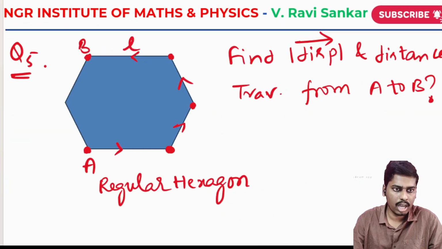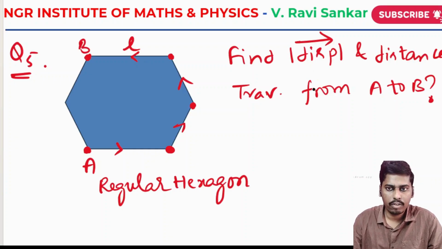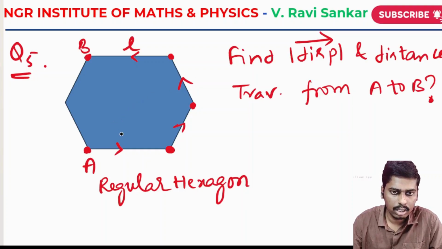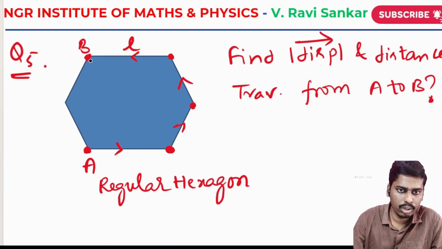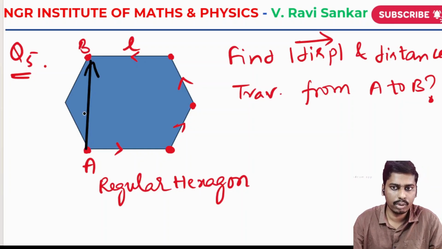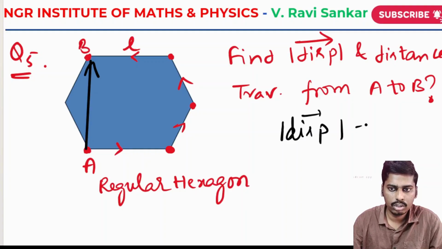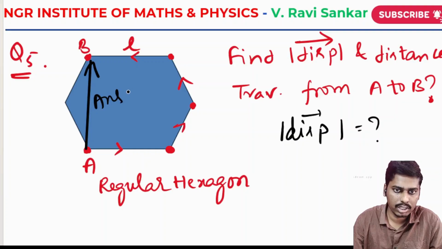And moving on to the last question of this session. Find the displacement and distance traveled from A to B. It's so simple. Find the displacement from A to B. This is the displacement from A to B, and this is the direction. They are asking for the magnitude of the displacement, so we need to find out this length. This is the answer.